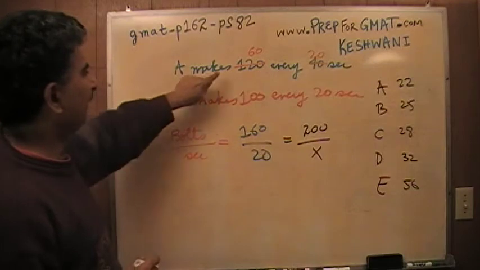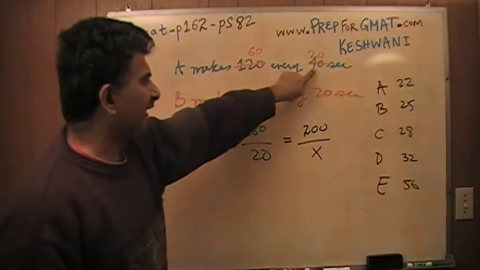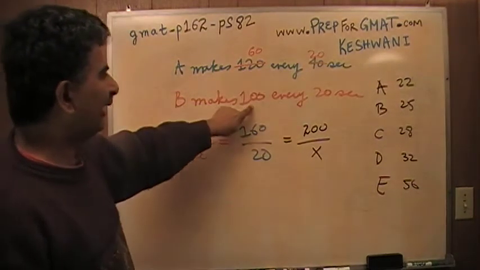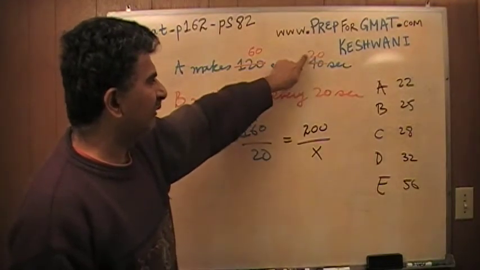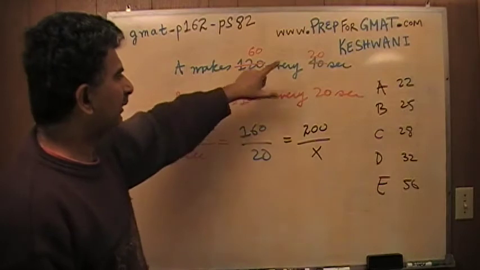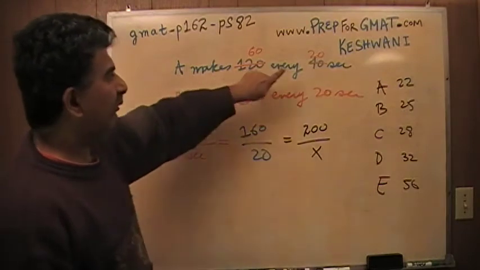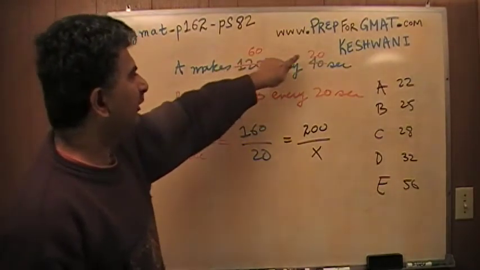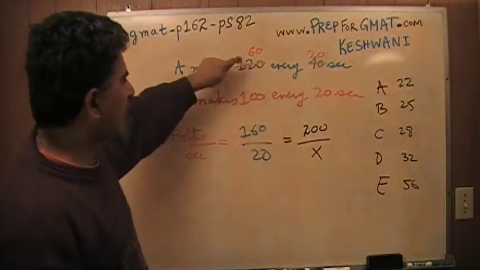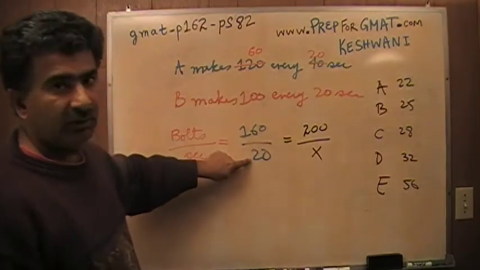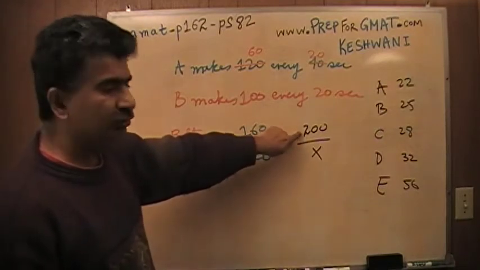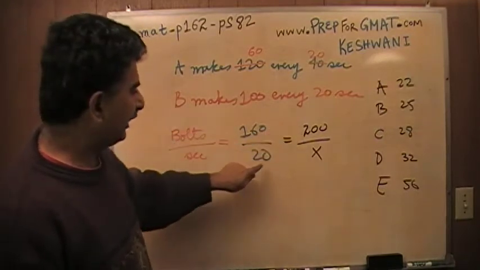If two machines together, okay, let me start again. We are told that A makes 120 every 40 seconds, and we are told that B makes 100 every 20 seconds. Because this is 20 seconds, I converted this into 20 seconds as well, so that we can compare the two machines together. So if it makes 120 every 40 seconds, it must make 60 every 20 seconds. So now we know that altogether they make 60 plus 100, 160 units every 20 seconds. We are asked to produce 200 bolts. 200 bolts should take a little over 20 seconds.